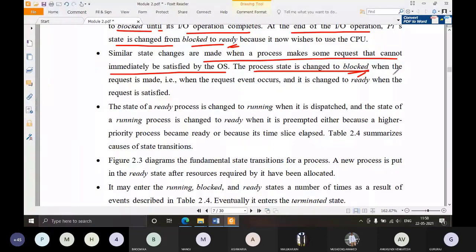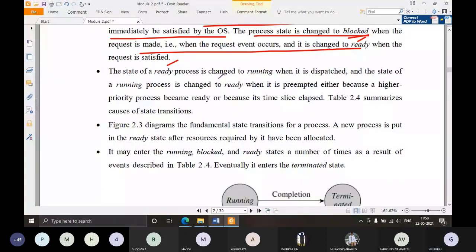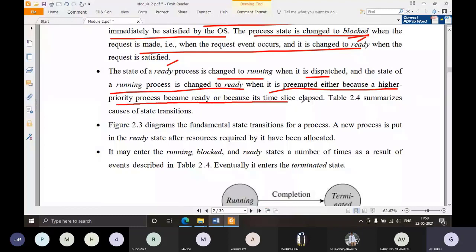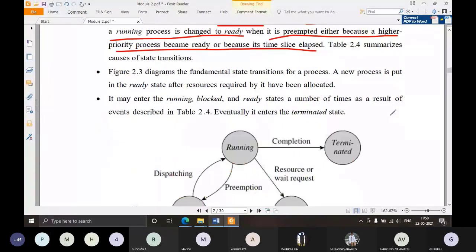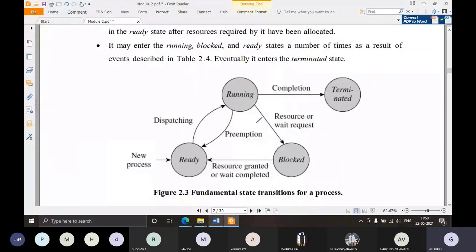Same thing. Next, the state of a ready process is changed to running when it is dispatched, and the state of a running process is changed to ready when it is preempted, either because a higher priority process comes or because its time slice elapsed. So that is what he talks about.